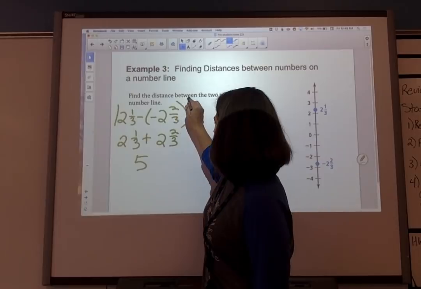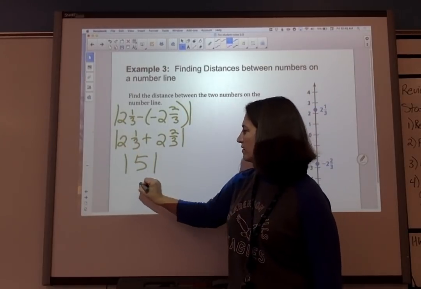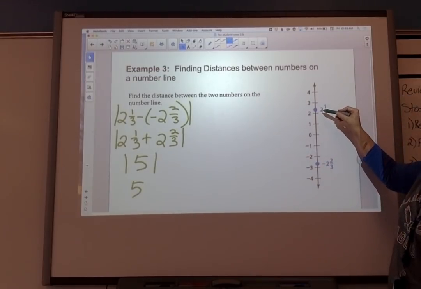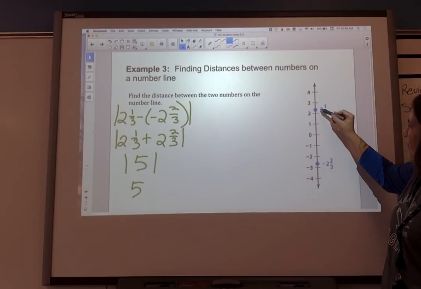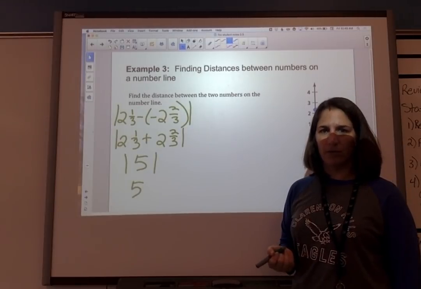But then I want to take the absolute value of this whole thing. So all the way down here, I want to take the absolute value of this, and the absolute value of 5 is 5. And we can look at this to see if that makes sense. I see 1, 2, 3, 4 full spaces and a couple partial spaces. So yeah, they seem like they're about 5 spaces apart on the number line.